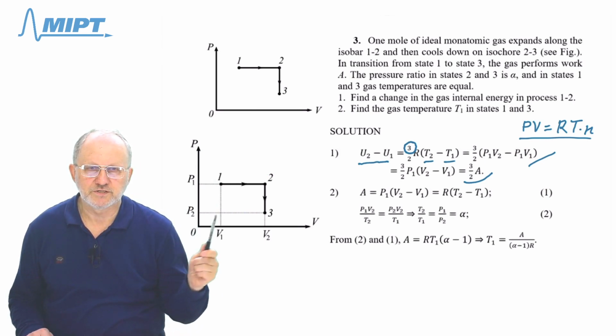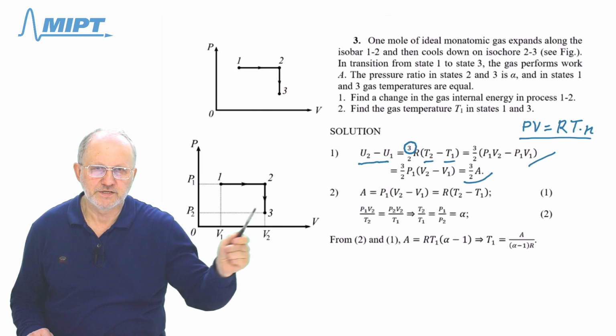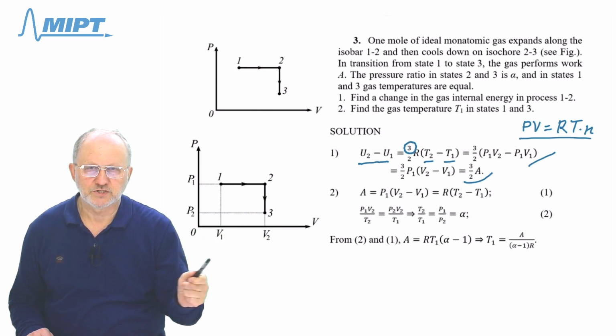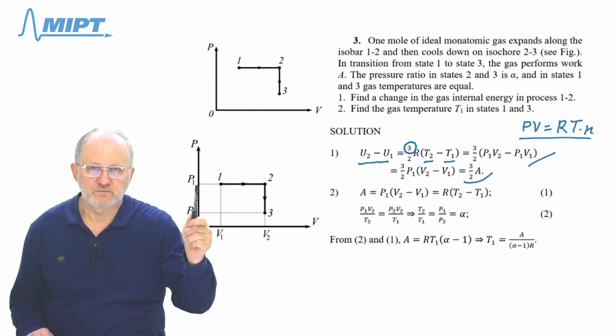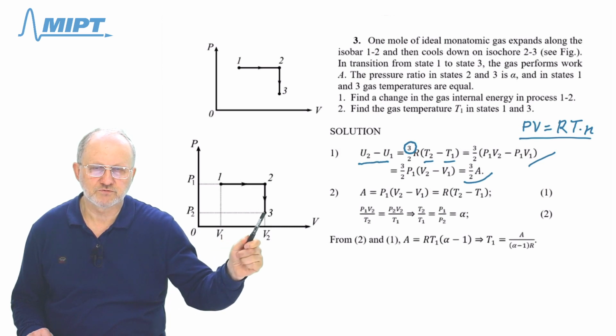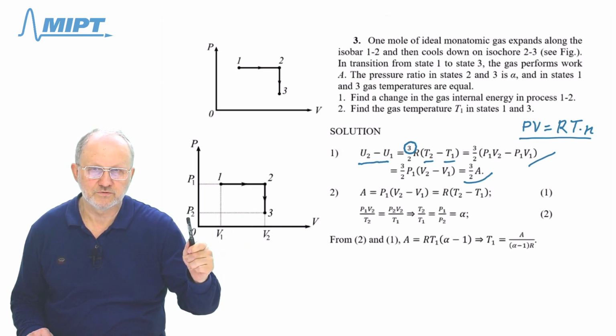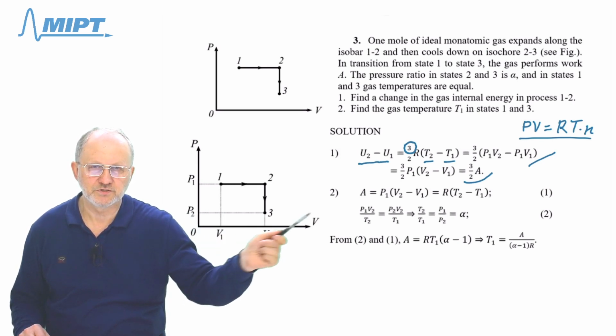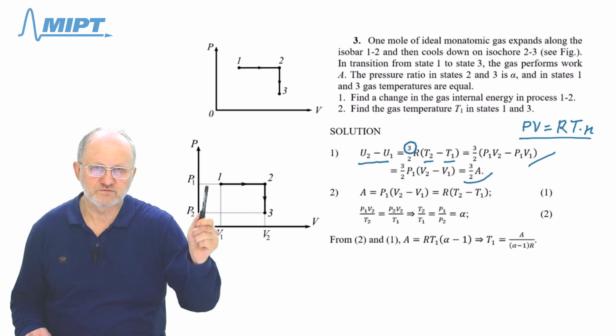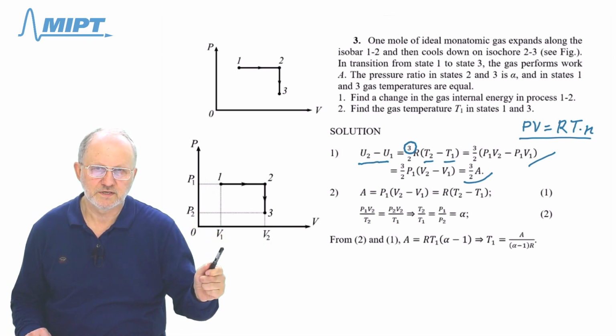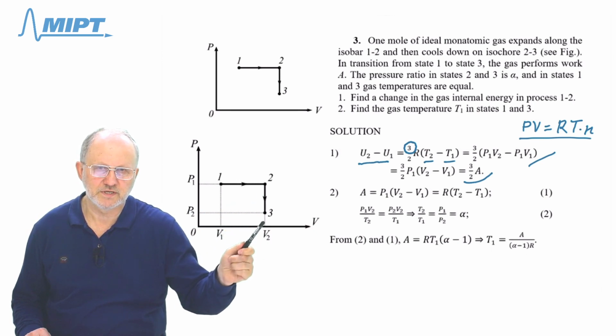All the notations used in this solution are indicated on the picture below. Pressure of the gas P1 corresponds to states 1 and 2, and pressure of the gas in point 3 is denoted as P2, which is not quite logical, but anyway, this notation is used in the solution. And also volumes. The volume in point 1 is denoted as V1, and the volume in points 2 and 3 is denoted by V2.